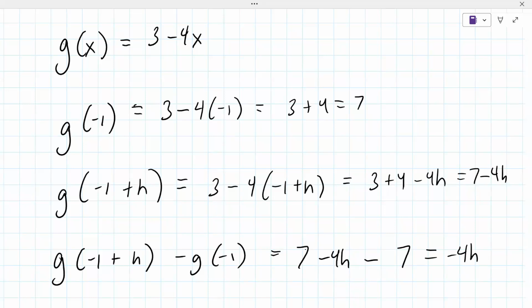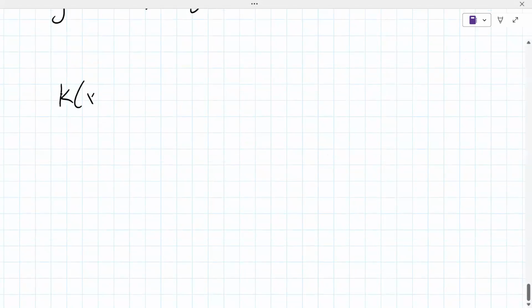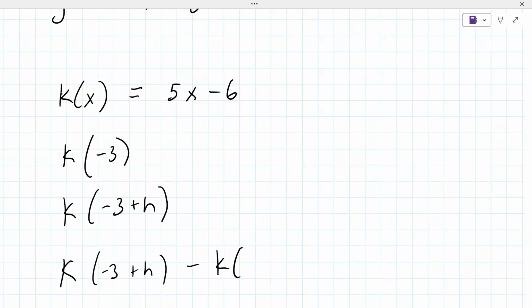All right. Let's try another one here. Let's do k of x equals 5x minus 6. Do k of -3, k of -3 plus h. Okay. And then at the end here, we'll do k of -3 plus h minus k of -3. Okay.